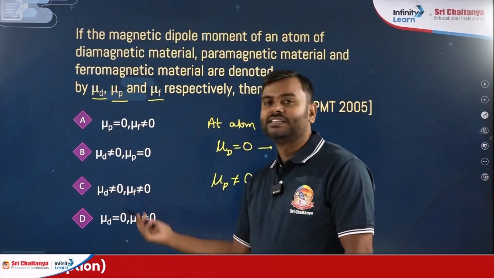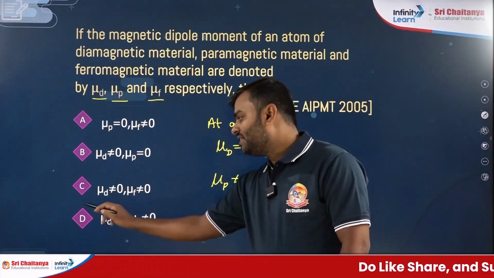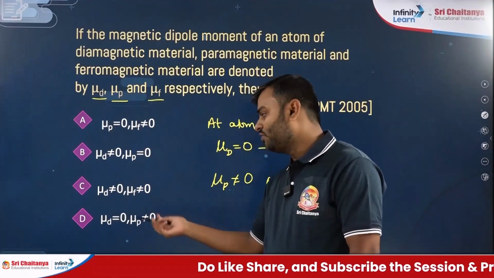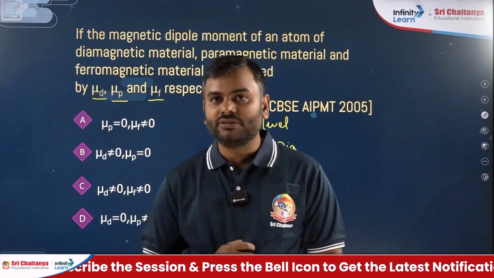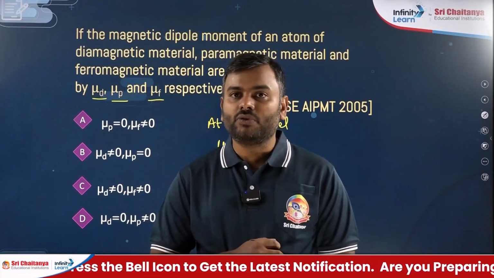Mu D is non-zero. Again, C option is not possible. Now you can say D option, mu D is 0 and mu P is non-zero. So that is the correct option. So D option is the correct option we have. I hope you have understood that. So let's move to the next problem quickly.